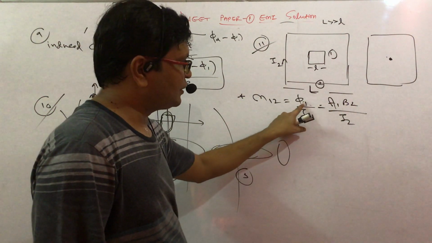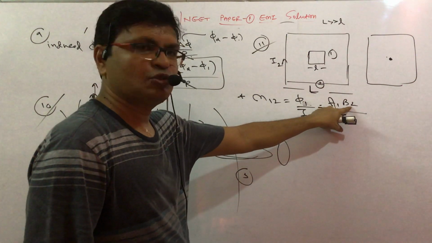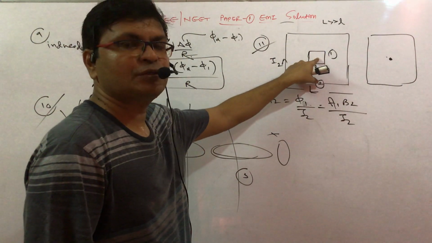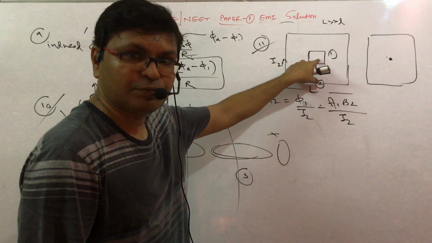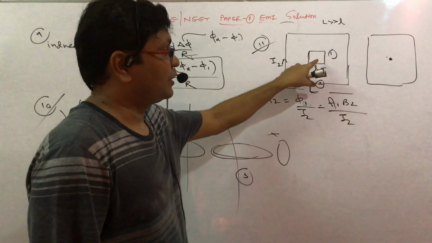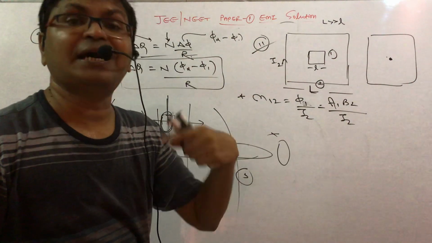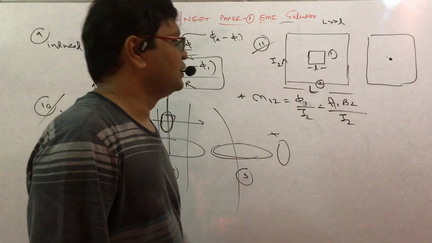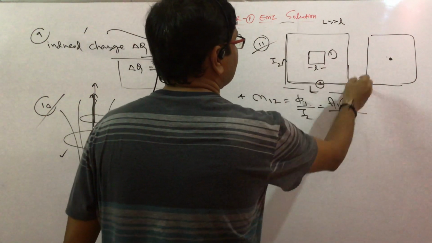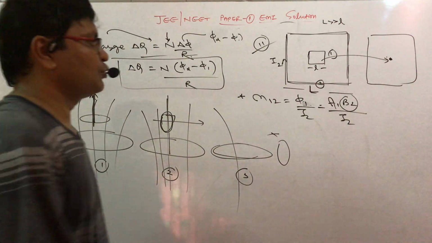You can see here I have written phi 1. So obviously many students are thinking about A1 B1. Sorry, here A1 is the area of the inner loop. But the magnetic field associated with the inner loop is basically produced by the outer loop. Therefore B2. And we have to find this B2. B2 is the magnetic field due to this outer loop at the center. And for the center, I have given you a shortcut.